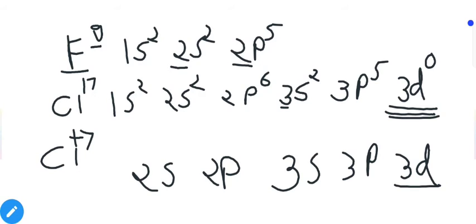The first element of each p block group does not have d orbitals, and that's why their valencies are limited. They can form a limited number of bonds with other elements, whereas the subsequent elements of the respective groups can form more bonds than the first elements of the group. So this is the reason these types of elements show different types of properties.